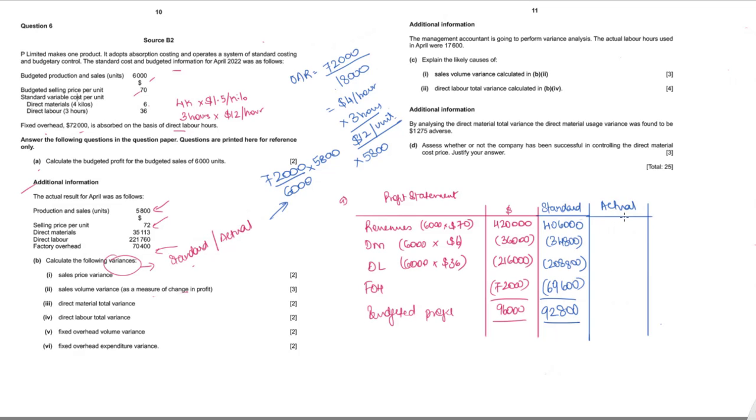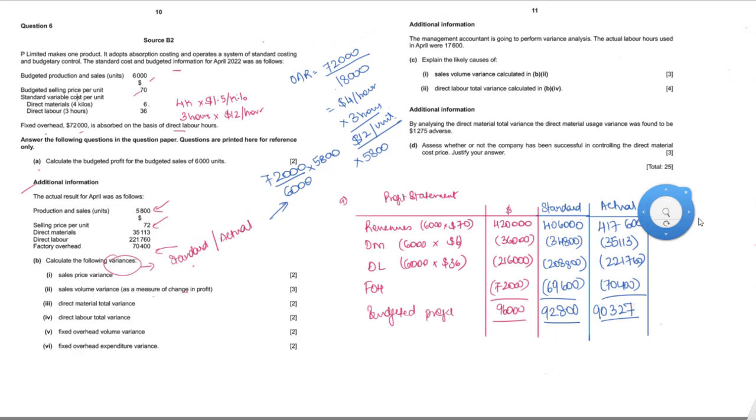Actual revenues is 5,800 into $72 per unit, the selling price, which is 417,600. Material cost is given as 35,113. Labor cost is given as 221,760. And factory overheads actual is given as 70,400. So when we calculate the actual profit, it comes to 90,327. Now it is easy to calculate the variances. Let's see how we'll do it.